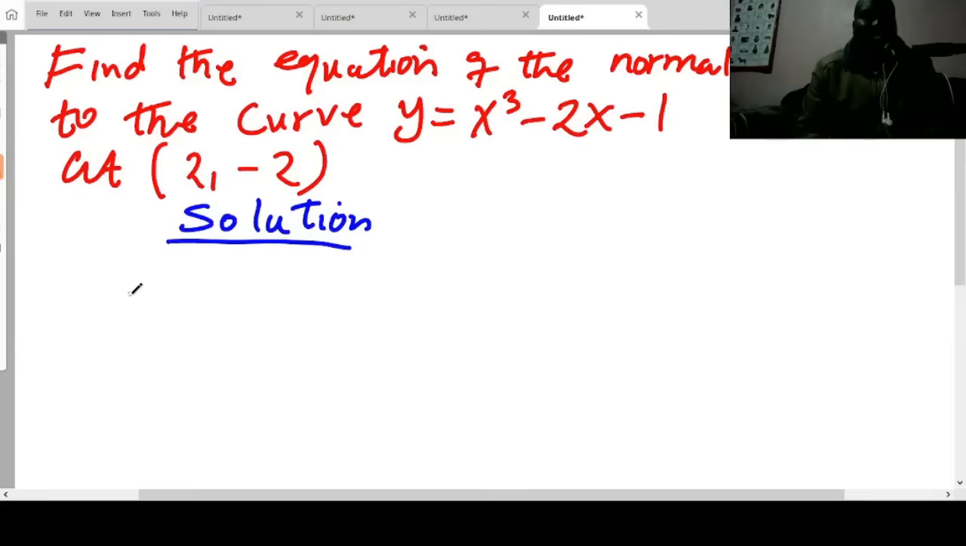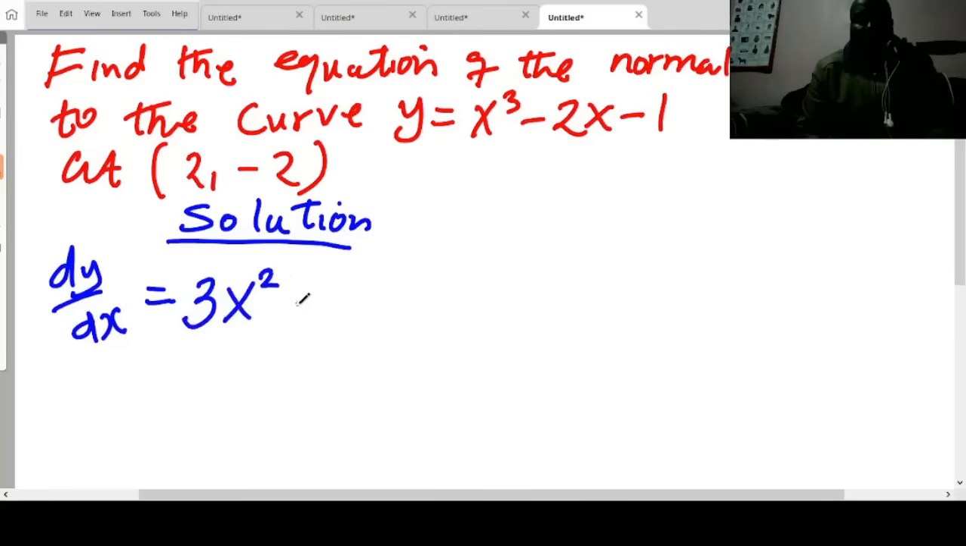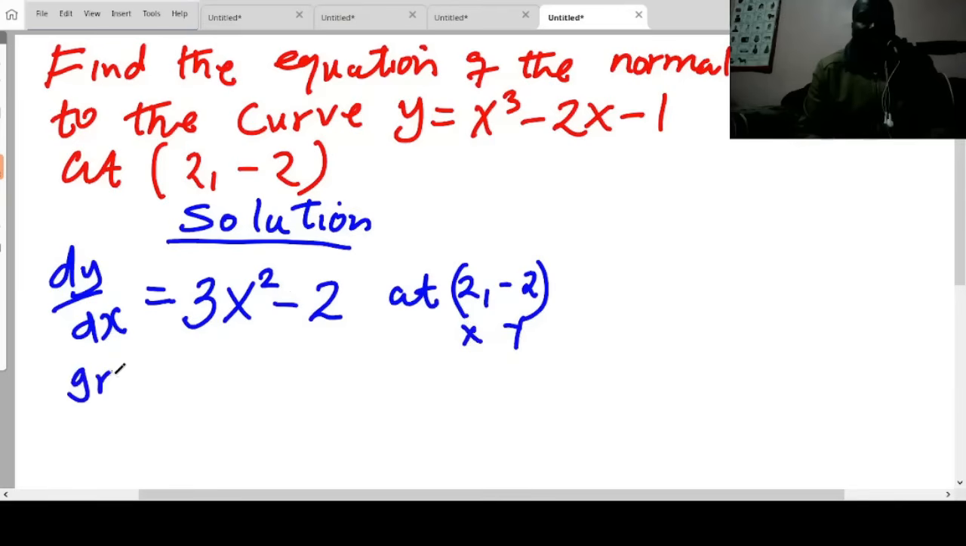So first, let us get the gradient function. So dy over dx is equal to, let us differentiate this one, tutapata 3x squared minus 2. And that is the gradient function. But at 2, negative 2, this is the x and this is the y. So we substitute the value of x inside here in the gradient function and get the gradient.